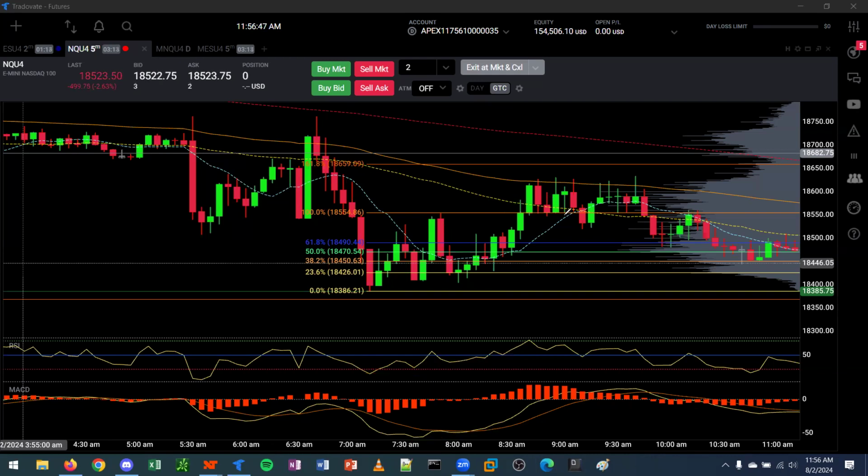Depending if I have a cushion, if this is my first trade or if I have multiple contracts, maybe I'll take one contract there, lock in some, and then lock in the last here. Or let some ride until possibly the 161 or the 100 EMA. Any questions? Any tips?